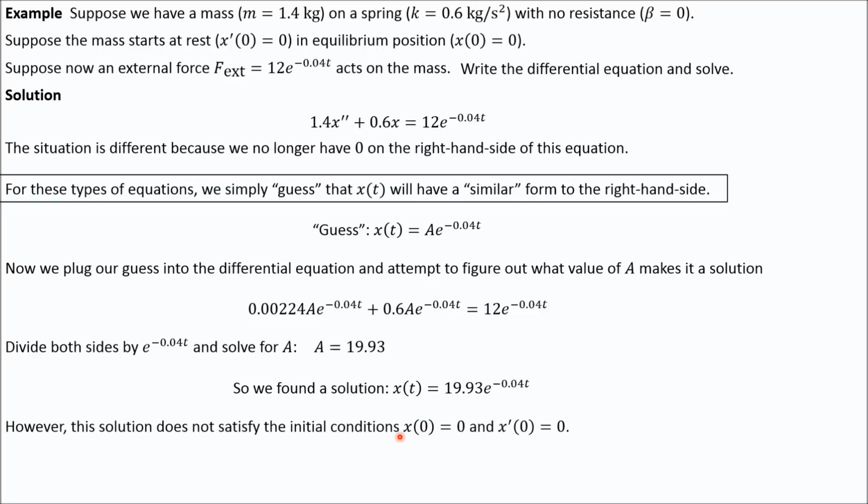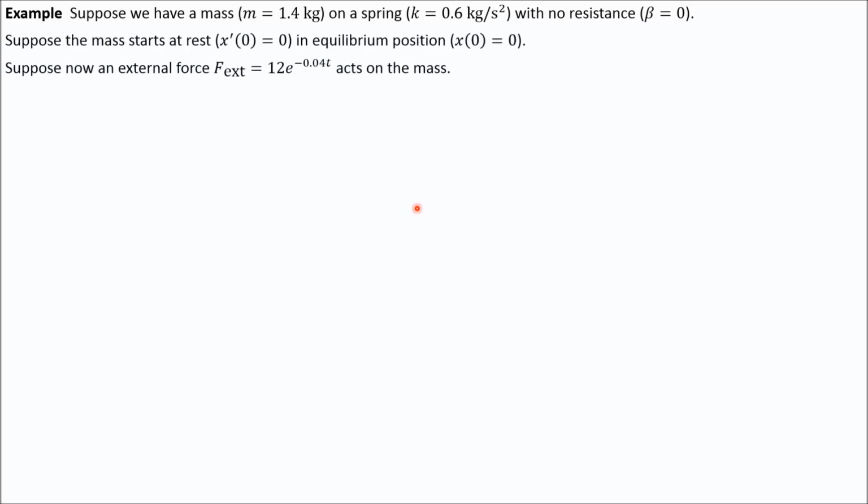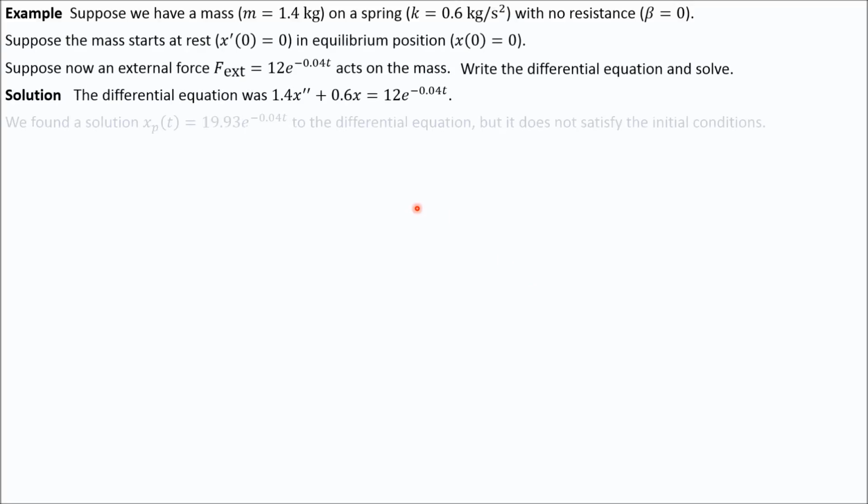In fact, it's not a solution to the initial value problem. It solves the differential equation, but it does not satisfy the initial conditions. We wanted x of 0 to be 0 and x prime of 0 to be 0. So how do we deal with the initial conditions is the question. So we got to here. We found a particular solution, but it wasn't a solution to the initial value problem.